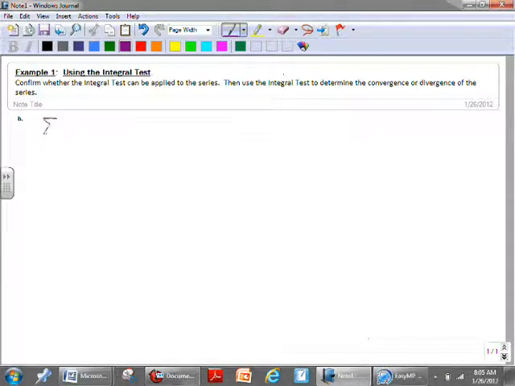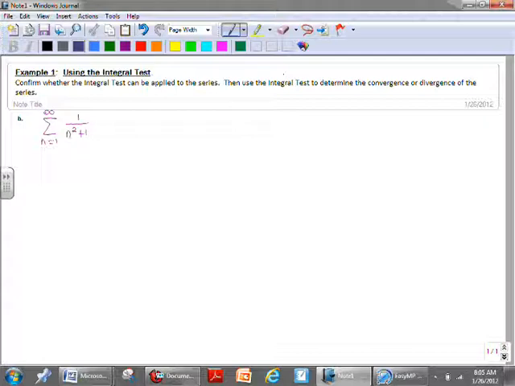What we're going to look at is the summation from 1 to infinity of the nth term expression given by 1 over n squared plus 1. Now, our job here is to confirm whether the integral test, first of all, can be applied.